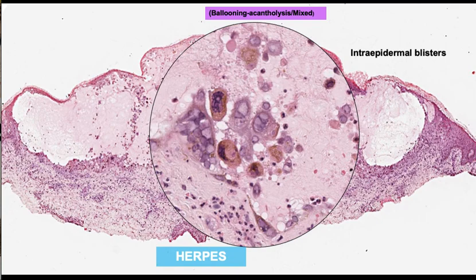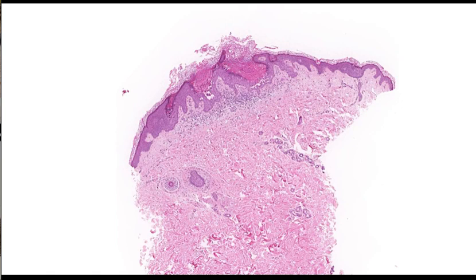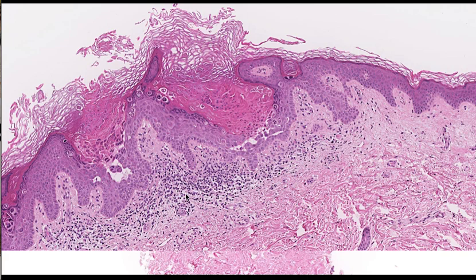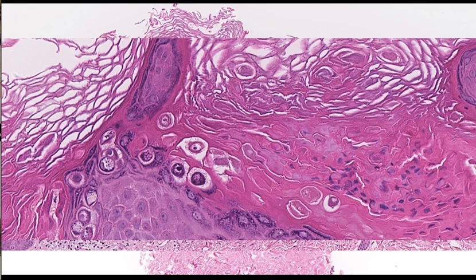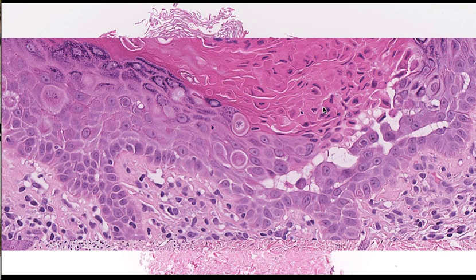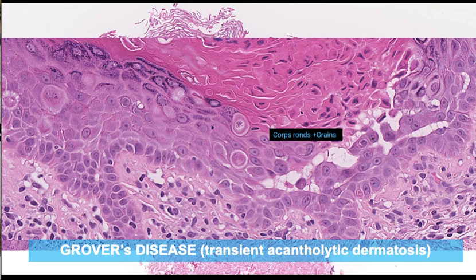The next example here is a punch biopsy with the epidermis. We have a bullae formation or a split with acantholysis. We go on high power, and we identify the split is suprabasal, and we have these cells. On high power, we can identify those round cells, and also those grains. We call them corps ronds, or round bodies, and grains. So this is Grover's disease or transient acantholytic dermatosis.